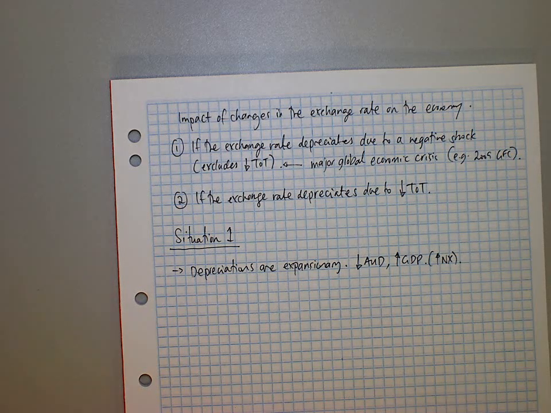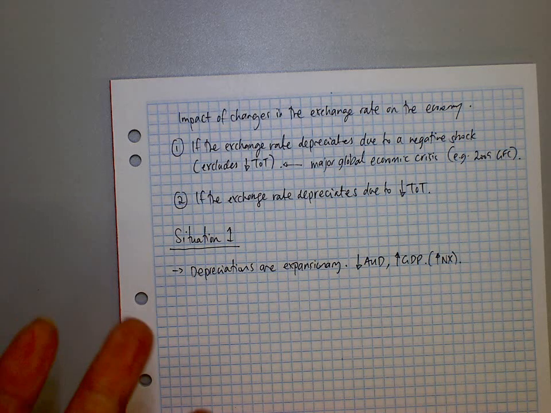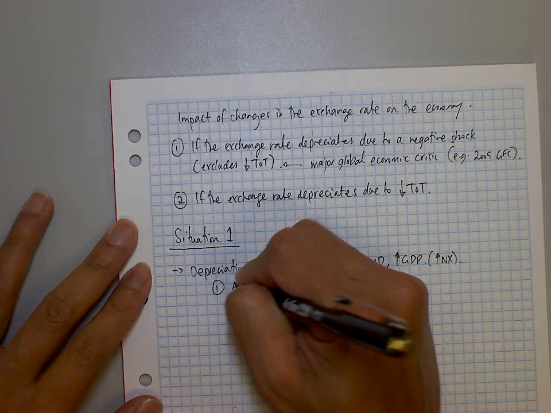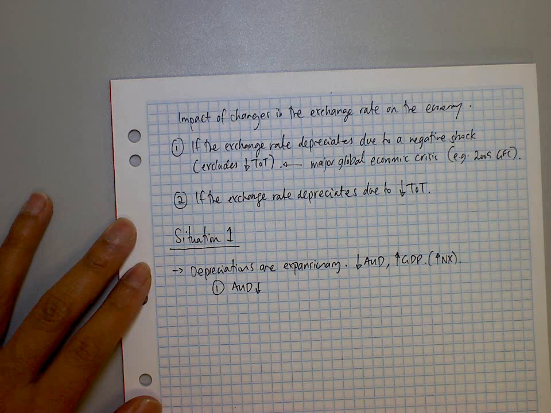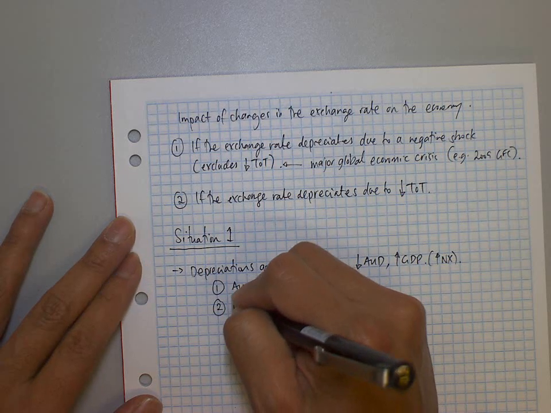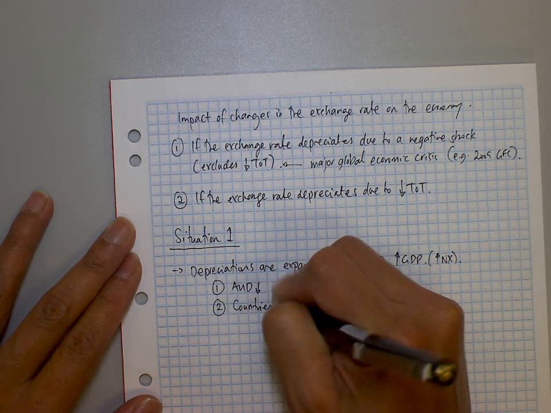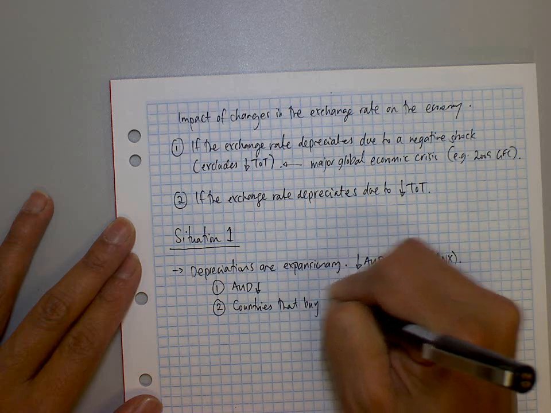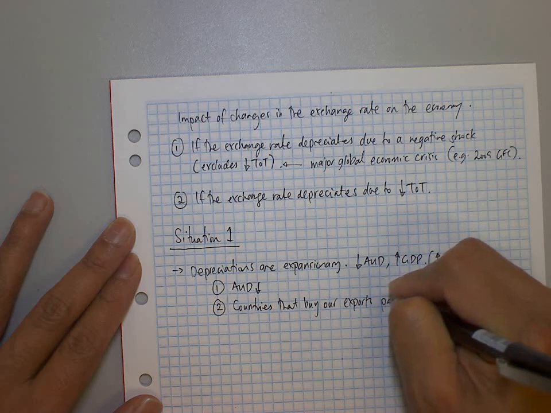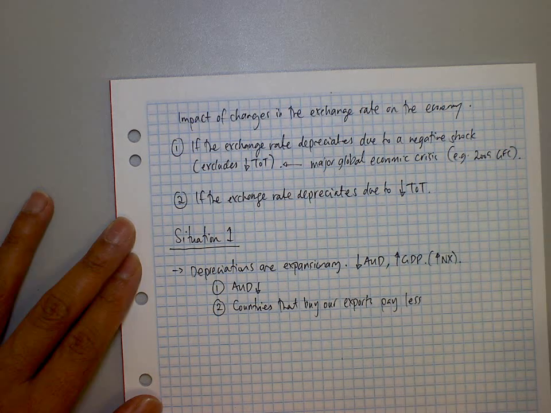So how does that actually work? So I'll step through the process. Again, it's going to sound fairly familiar because we've covered this before, but that's okay. So the first step is the Australian dollar depreciates. Second step is we can say countries that buy our exports, so they end up paying less.